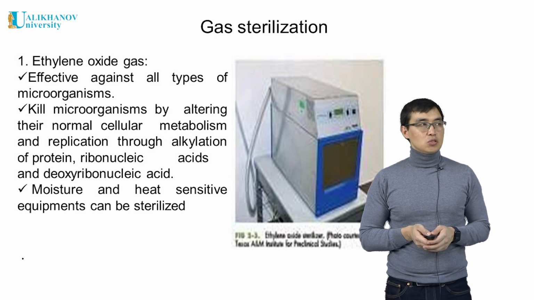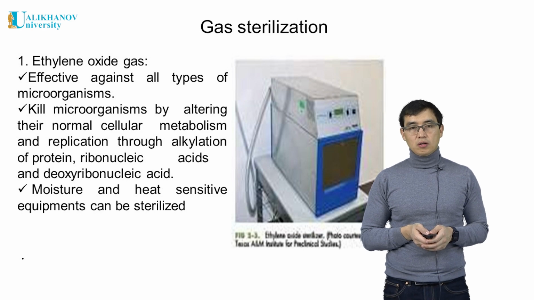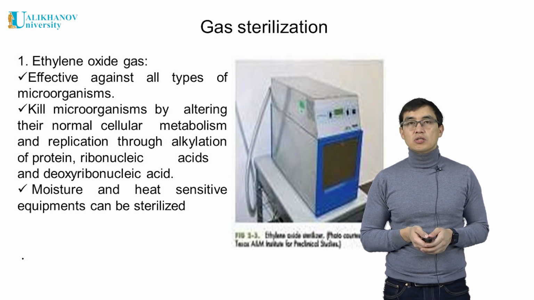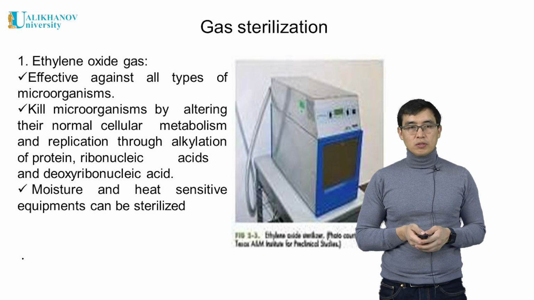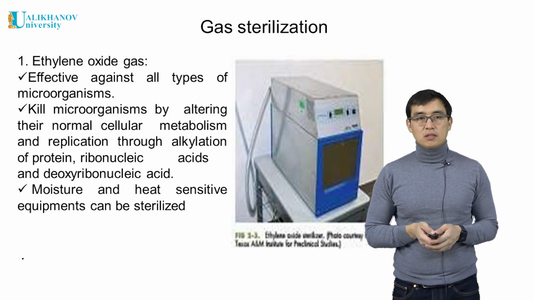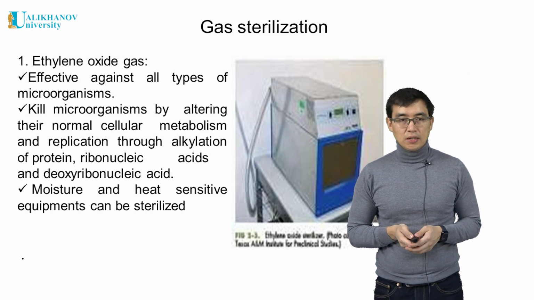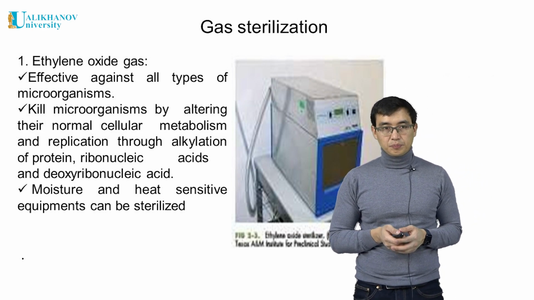In gas sterilization, we use ethylene oxide gas. It is effective against all types of microorganisms. It kills microorganisms by altering their normal cellular metabolism and replication through alkylation of protein, ribonucleic acid, and deoxyribonucleic acid. Moisture and heat sensitive equipment can be sterilized.